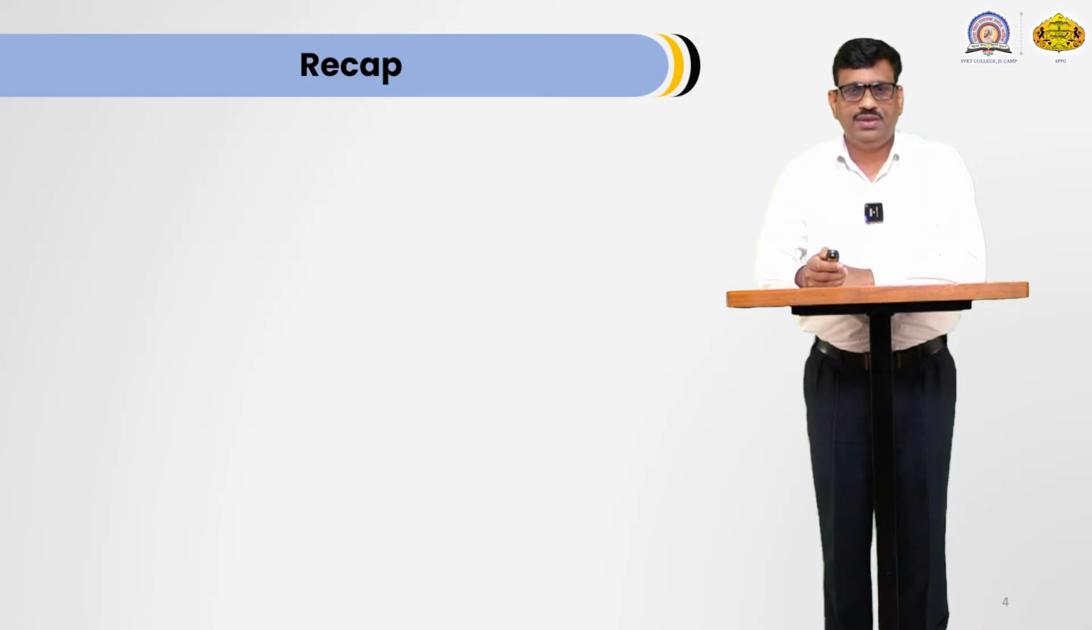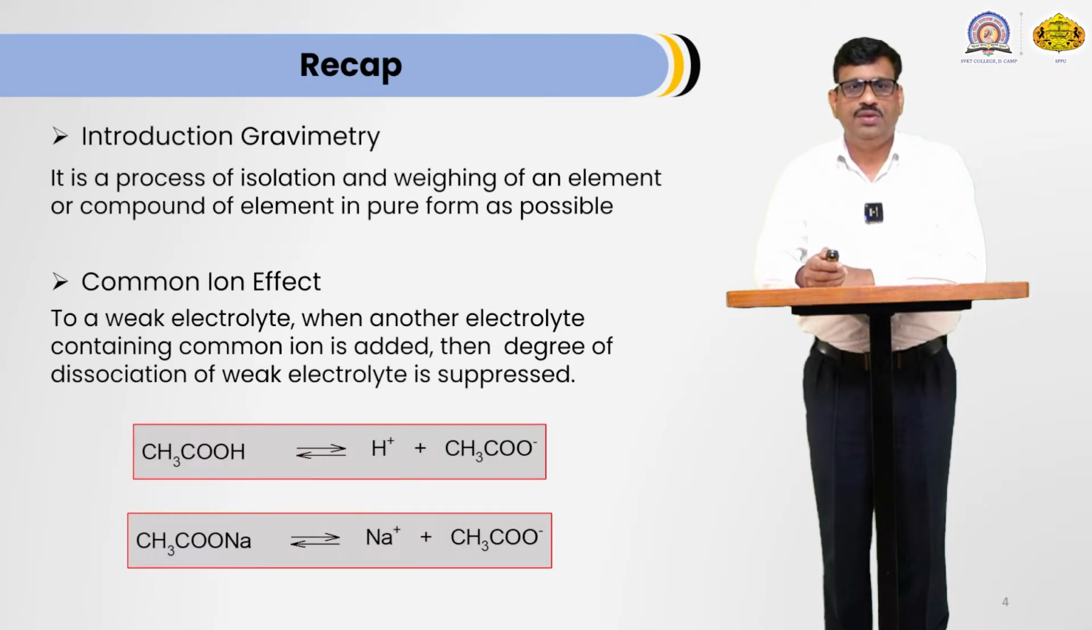Recap of last lecture. During last lecture, we have discussed gravimetric analysis. In that, we have seen the definition of gravimetry. Gravimetry is the process of isolation and weighing of an element or compound of an element in pure form as possible. During last lecture, we have also seen the common ion effect.